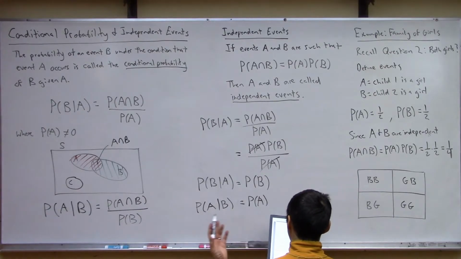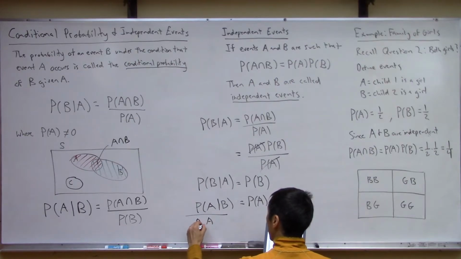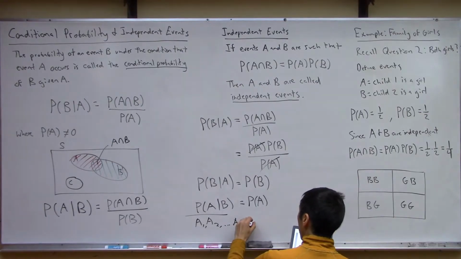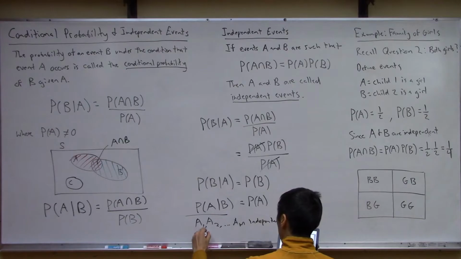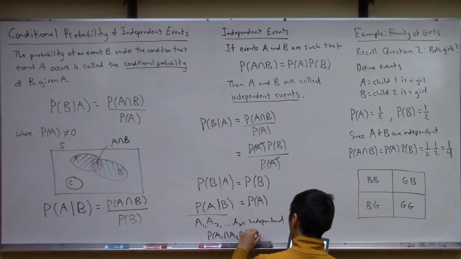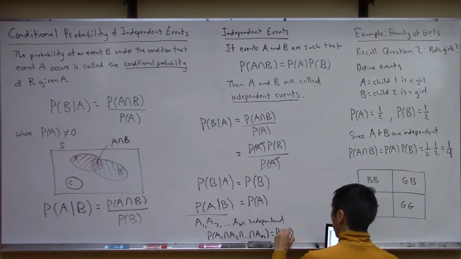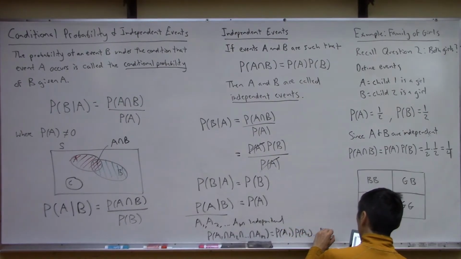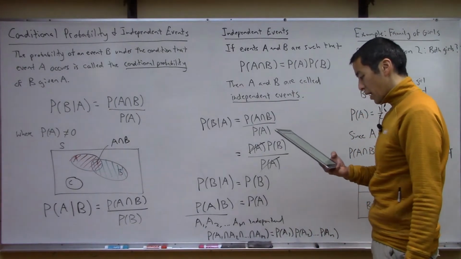And again, you can extend this for multiple situations. If you have A1, A2, all the way up to AM, these can be independent. Basically, if the probability of A1 intersect A2 intersect all the way to AM is equal to the product of all of these probabilities, the probability of A1 times the probability of A2 times the probability of AM, then in this case, all these are independent events.